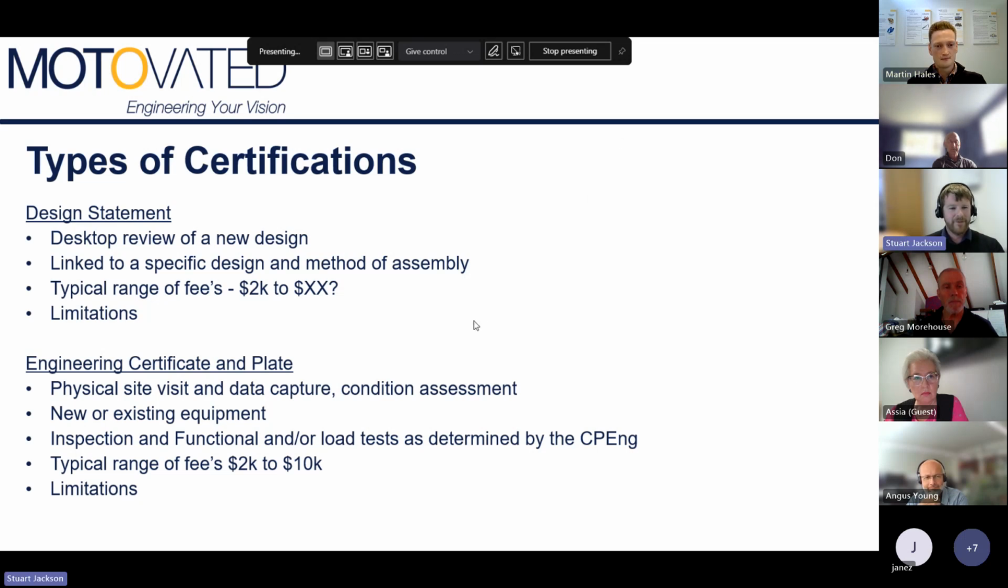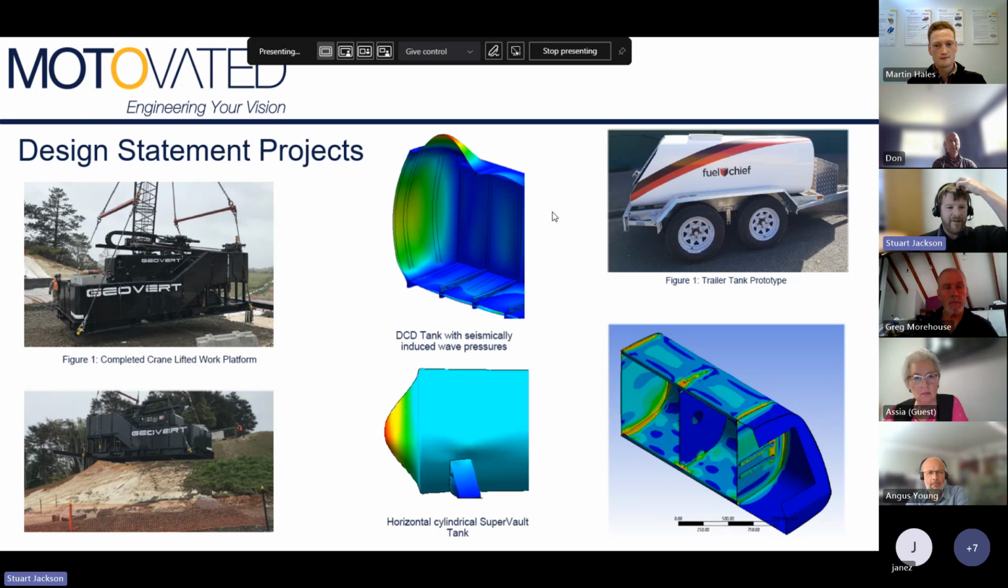Very good, thanks, Martin. I've sort of covered this subject a little bit. So these are design statement type projects, more complex, more load cases, difficult to test, and fairly high risk associated with the equipment, and we will spend quite a bit of time creating quite good reasonable grounds for those types of projects.